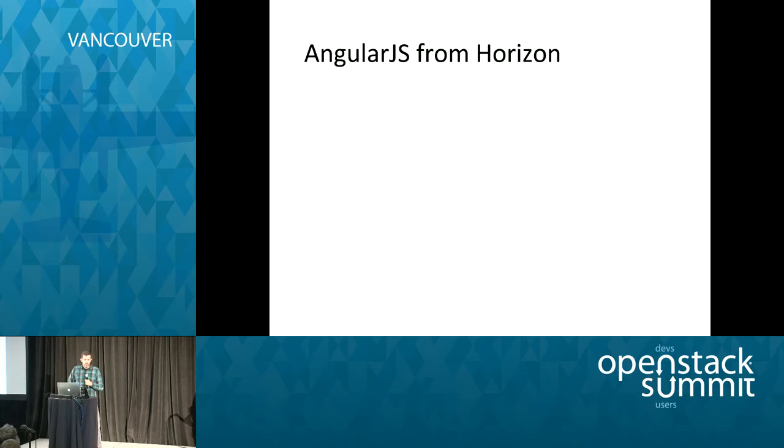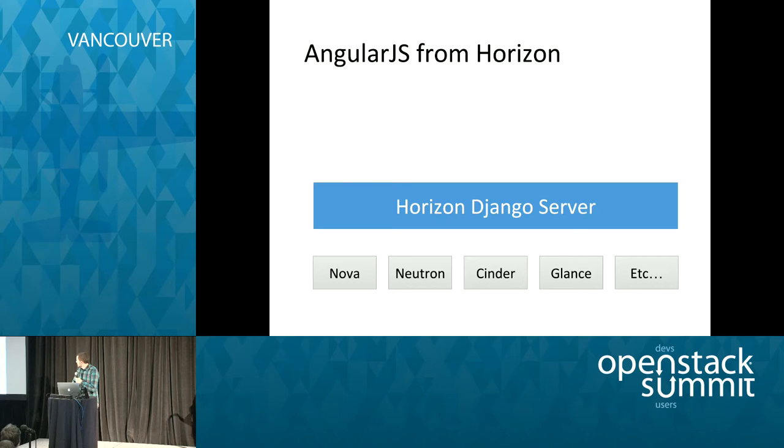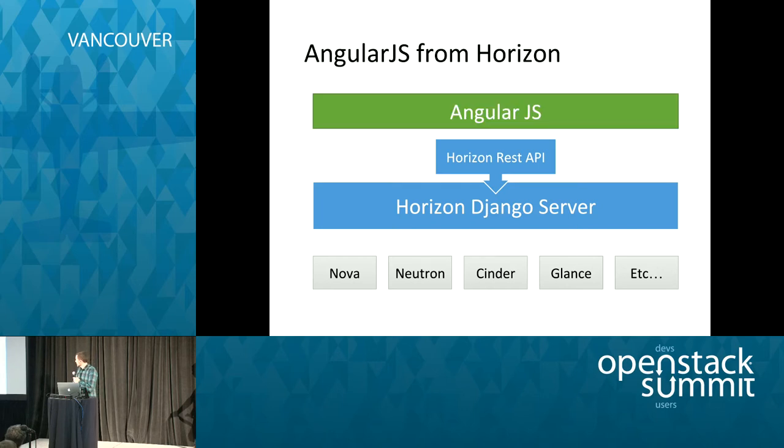Let's take a look at the general architecture of it. So AngularJS from Horizon. Down at the bottom, we still have our services: Nova, Neutron, Cinder. You come up and there's a Horizon Django server there, and it provides a purpose. It actually proxies some other things for us. Where we've started is we've injected a REST API that's sitting on top of the Django server, and it takes advantage of a bunch of things that we still have. Then the Angular is the static files that are served out to the client. So this comes out, goes to your browser, and it makes calls into this REST API.